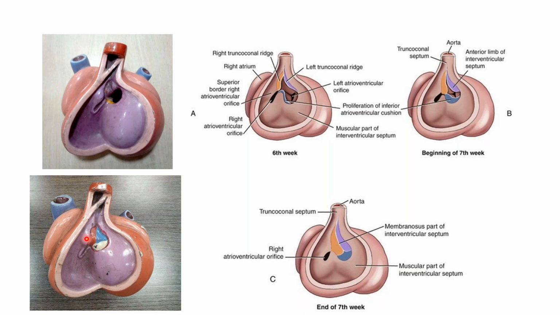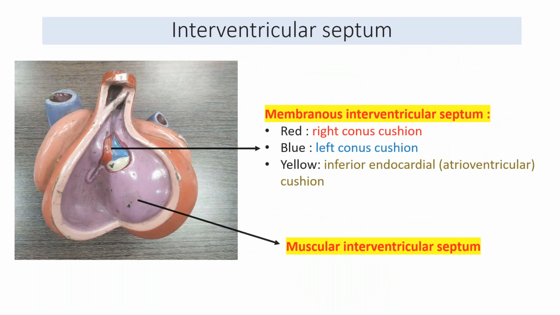So let us see over here the model that we have in our department. So this red will be represented by the right conal swelling, and the blue is the left conal swelling, and this yellow part will be the inferior endocardial cushion outgrowth. So this is now the complete formation of the membranous part of the interventricular septum, and this was the muscular part of the interventricular septum. This is how it will appear.